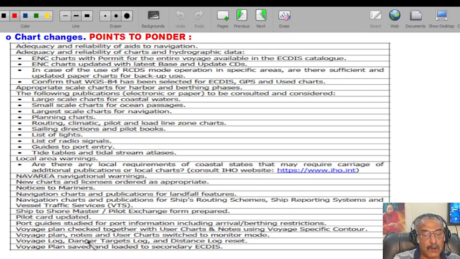Voyage plan notes and the user's charts switched to monitor mode. Voyage log, danger targets log, and the distance log should be reset. Voyage plan saved and loaded to secondary ECDIS. That is, once you prepare the whole passage plan, it has been concurred that you have taken all the parameters into account, and thereafter you can replicate this or load the same thing into the slave or secondary ECDIS.